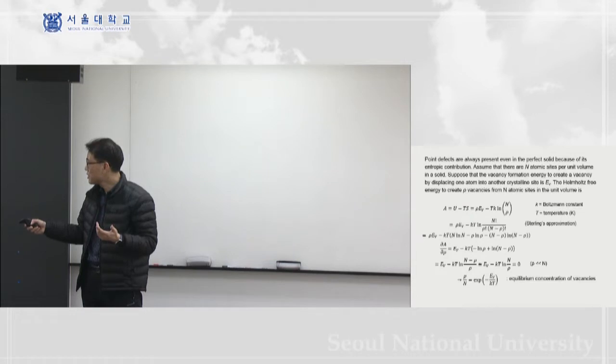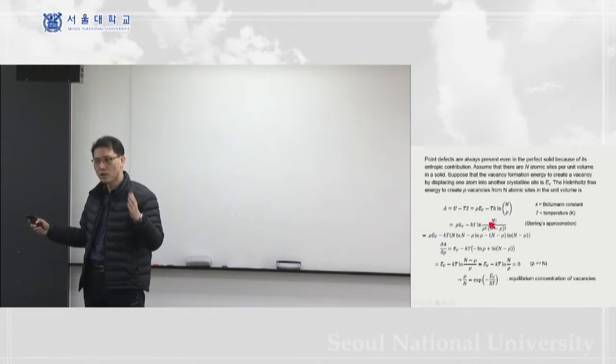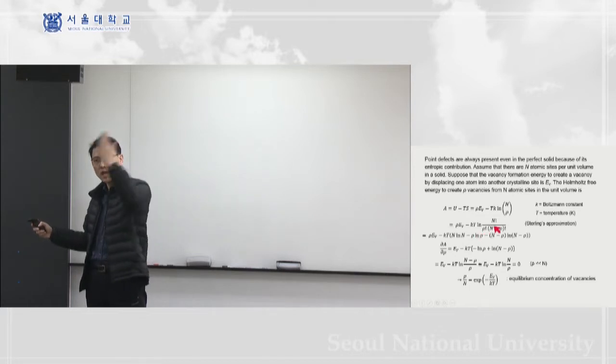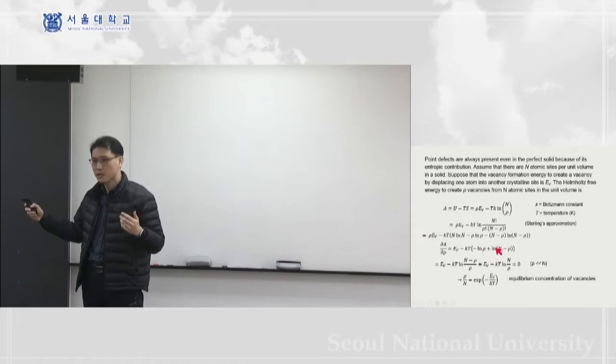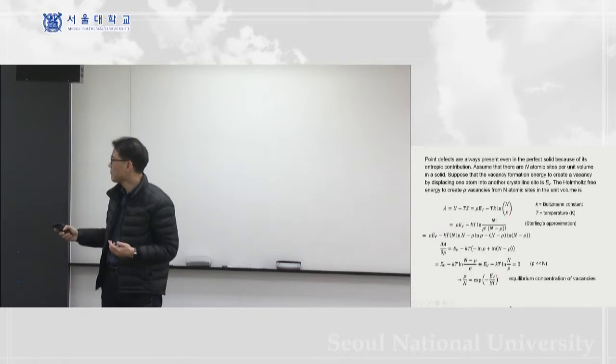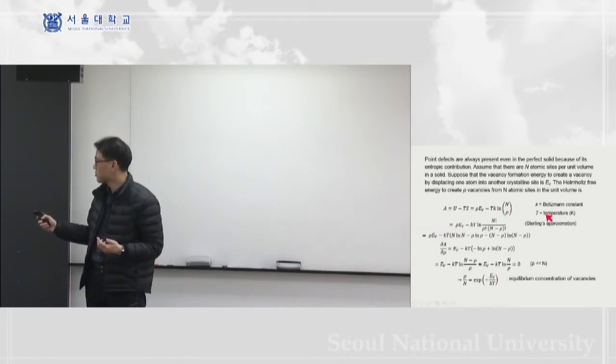So the U increases by rho times EV. And about entropy, the entropy here corresponds to k log W, where W is the number of possibilities. So you have n possible sites to make the vacancy, and the total number of possibilities is the combination of choosing rho sites from the n sites. So it's the combinatorial of n and rho. And here k is the Boltzmann constant, and T is the temperature.